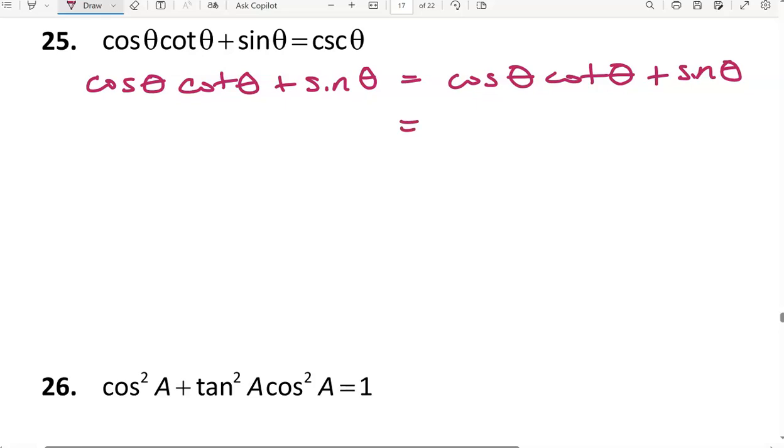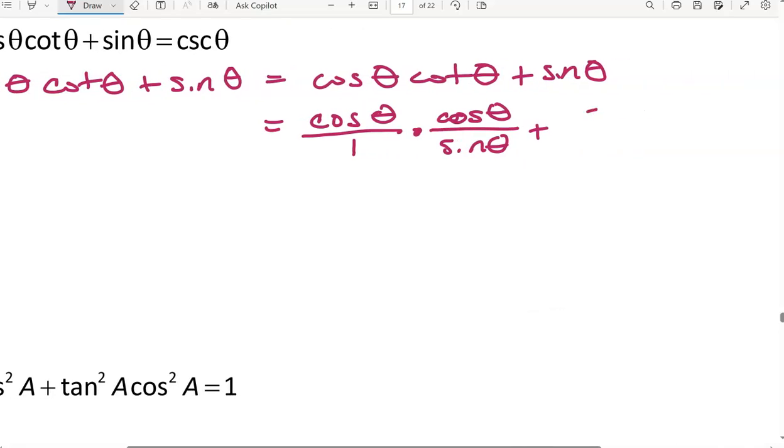And then on the right, I'm going to transform. And since I'm not really quite sure what else to do, I'm going to change any trigonometric functions that are not sine or cosine into sines or cosines. So I'm going to leave my cosine alone, or I'm just going to put it over 1 to express it as a fraction. And then I'm going to re-express cotangent of theta as cosine of theta divided by the sine of theta using the quotient identity. And then I'm going to re-express the sine of theta as the sine of theta over 1.